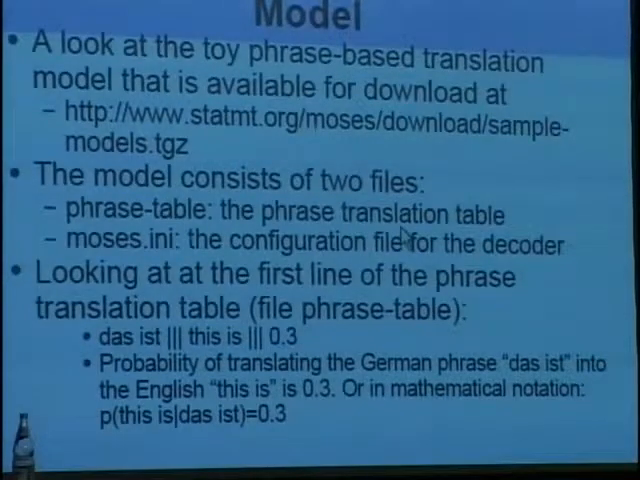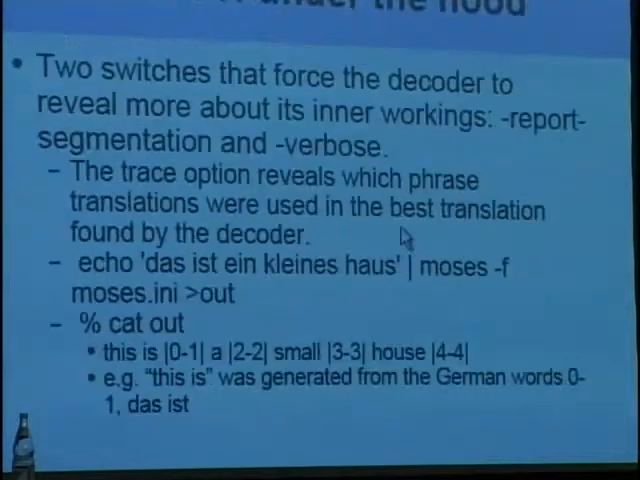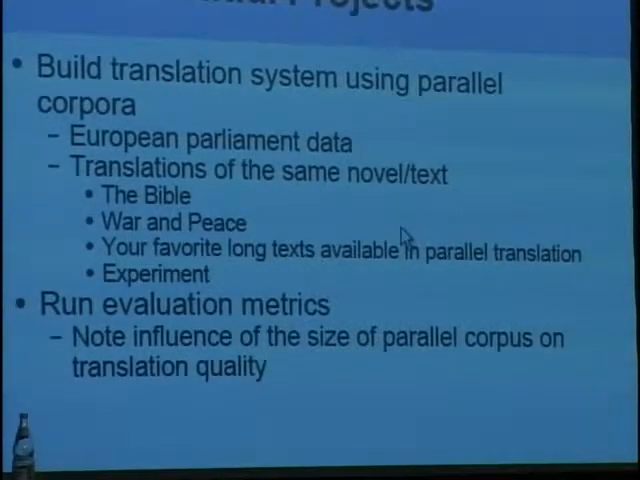So let's see. That's the toy model, that once you get Moses up and running, compiled, then you want to download this data to just do some tests and explore a little. Some initial projects that I've done that are sort of exciting: you can build a translation system using the parallel corpora of your choice. You can try the European Parliament data, or you can try some translations of the same novel or text, or your favorite user manual, maybe even, which would output some funny translation. So just experiment with that, and note the influence of the size on the translation quality, or the domain.